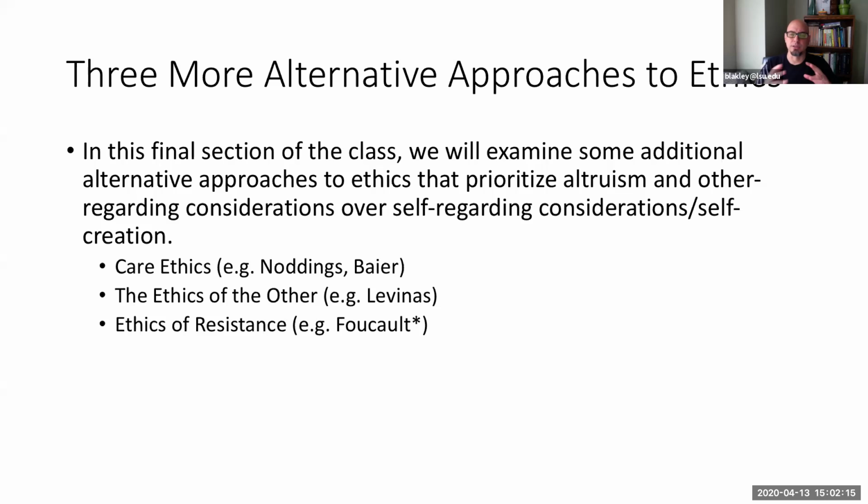So on the face of it, it may be a little bit odd to throw Foucault in there at the end, because his way of thinking about the relationship between self and other is a little bit different from either care ethics or the ethics of the other, and bears more in common with the last chapter than with those two views in this chapter. So that's why I put a little asterisk by his name there. And so we're going to start off again with the ethics of care.